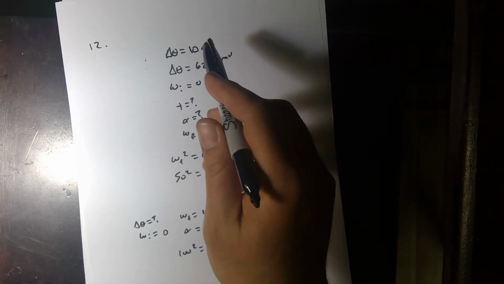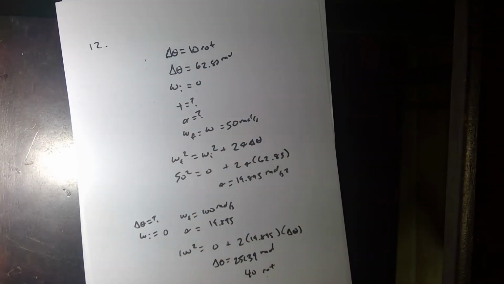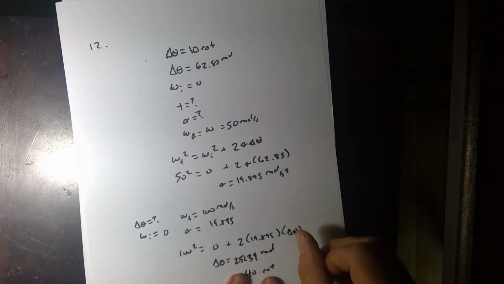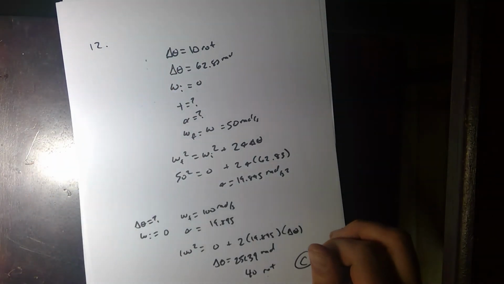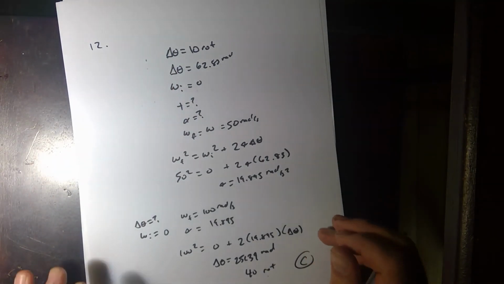So, initially we had 10 rotations, then we had 40. Actually, I think the answer key says the answer is D, 40 revolutions, but the question says how many additional revolutions were there. So I guess the answer would technically be C, because we would need 30 additional revolutions above the initial 10 to get there. But either way, 40 revolutions occur. I think you get the point there. So I'll fix that.